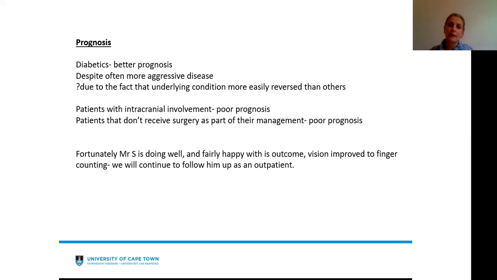Prognosis, well, our diabetic patients seem to do better, despite often having a lot more aggressive disease. This might be due to the fact that the underlying condition is more easily reversed than other causes, such as neutropenia. Patients with intracranial involvement have poor prognoses. Patients that don't receive surgery as part of their management have poor prognoses. Fortunately for us, Mr. S is doing very well. He's fairly happy with his outcome, and his vision actually improved to finger counting. And we will continue to follow him up as an outpatient.